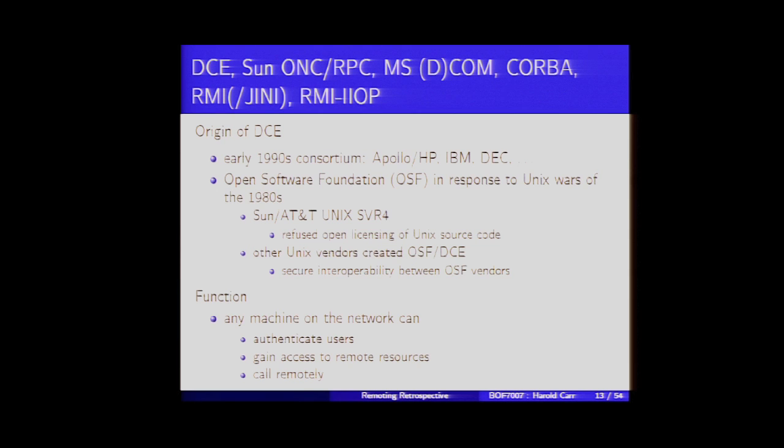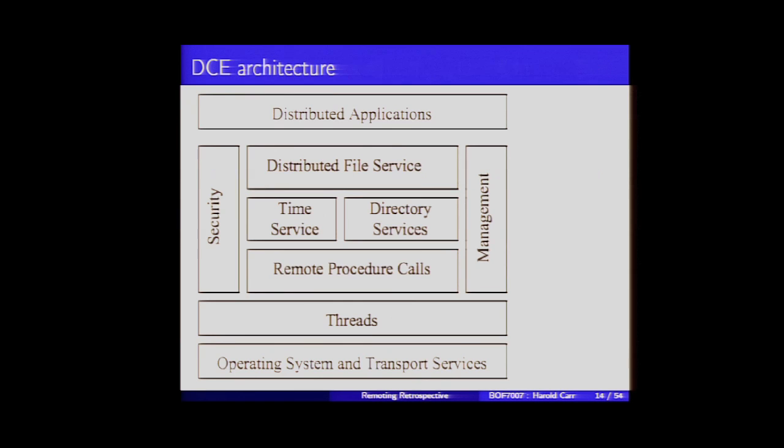Literally, Sun had done this Unix System V Release 4, right? And they wouldn't license it, so everybody said, well, we'll do this DCE thing and we'll make it so our computers can talk to each other and all these great things and we won't need you at all. So they did. And the function of DCE is so you can authenticate users and then call resources or methods on other machines. So this is the typical slide they put out for DCE, the architecture.